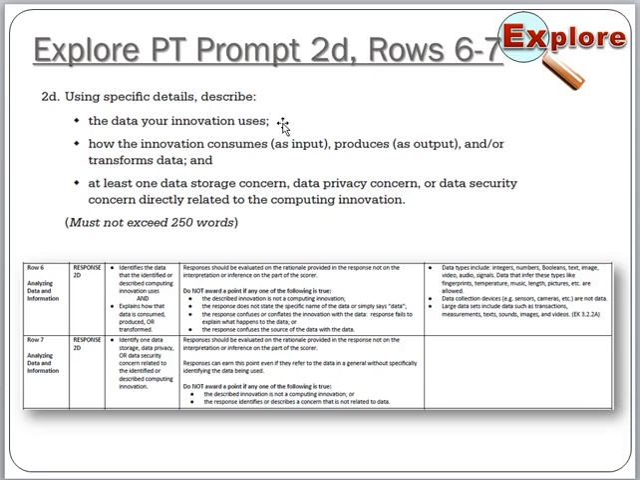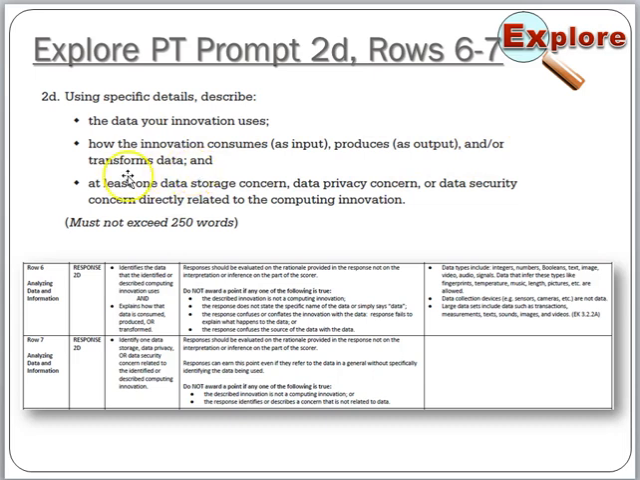If you can't find that, or don't know it on your own, please look in the product specifications and dig into the way that your innovation works to interact with the information that it collects or produces. So that's the first sentence that you're going to write. Then you're going to talk about how your innovation consumes or takes in information, produces something, and/or transforms. You don't have to do all 3 of these. It's great if you do, but it says and/or transforms.